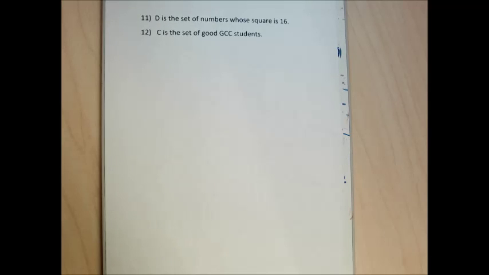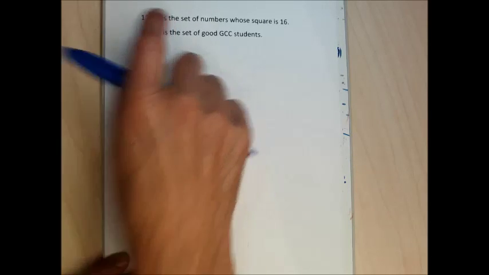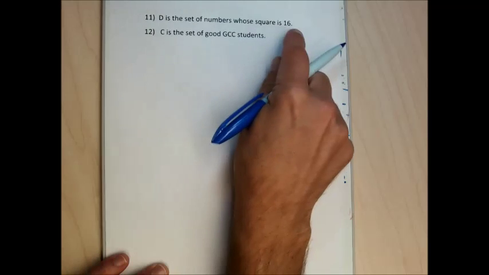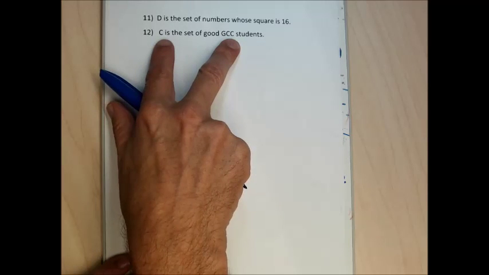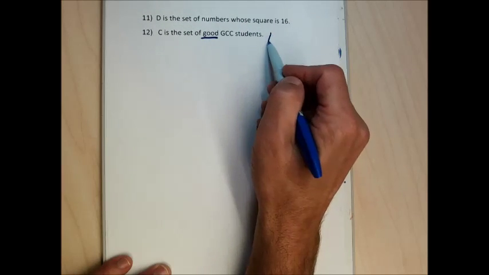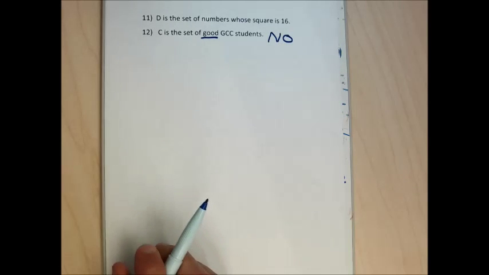So 11 and 12 are our problems. 11, the set of numbers whose square is 16. 5's not in that set because 5 squared isn't 16. 4 is in that set because 4 squared is 16. You have to decide whether that's well defined or not. 12, the set of good students at GCC. Again, good is a very subjective term. I'm going to write no for the answer there. That's not well defined.